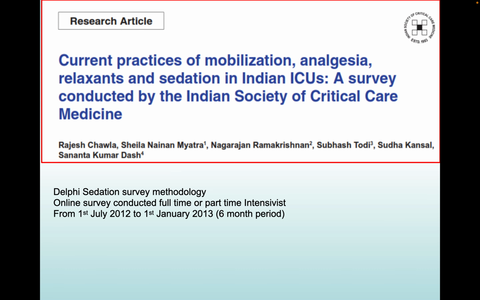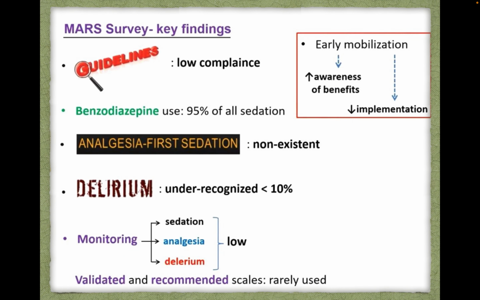And what did they find? This was termed the MARS survey, and these were key findings, and they were quite surprising, contrary to the concepts we are discussing. There was low compliance to the guidelines. It was observed that 95% of the patients in ICU were given benzodiazepine, and we are discussing less and less benzodiazepines, right?